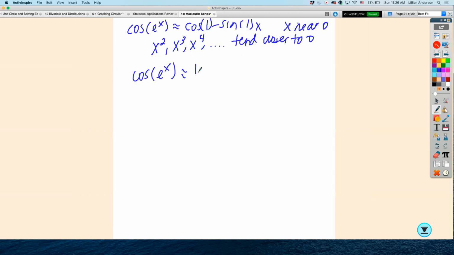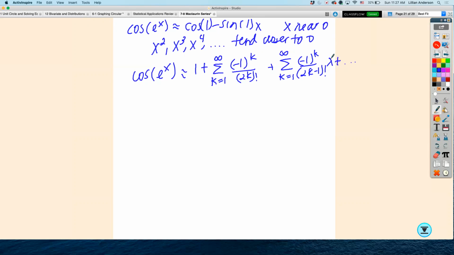using what we know from our previous part, 1 plus the sum from 1 to infinity of negative 1 to the k power over 2k factorial, plus the sum from 1 to infinity of negative 1 to the k power over 2k minus 1 factorial x, and so on, what we proved from before. We're trying to show that cosine e to the x is approximately cosine 1 minus sine of 1 x. Well, let's take a look.